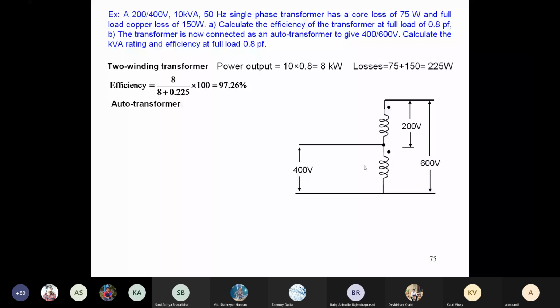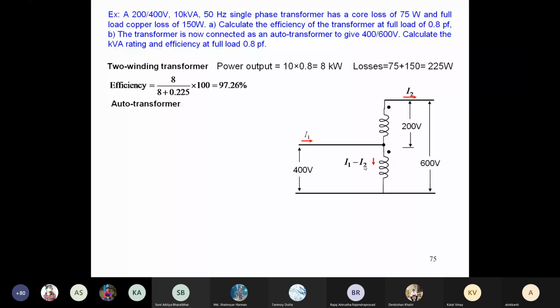Now this is the auto transformer, and there is a current I1 here and a current I2 here. What is the current in the lower coil? I1 minus I2. It will be I1 minus I2 in this direction, downward.